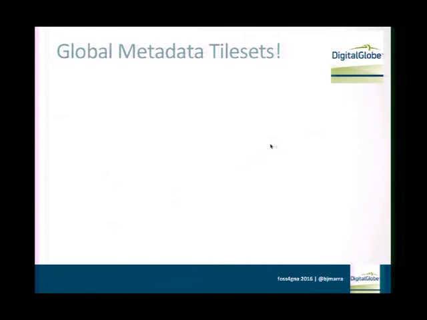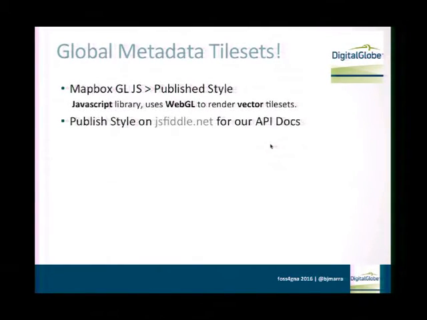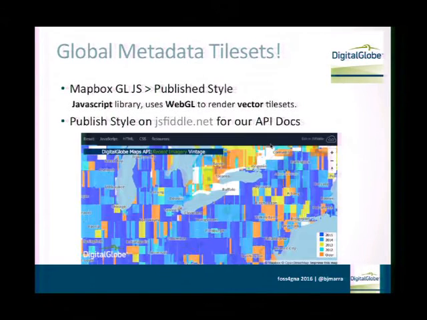And we've got global metadata tile sets. So we use Mapbox GL, the JavaScript version, for publishing our styles. And then we also put our maps up on JS Fiddle for our API documentation, so people can actually see the code. They can add it to their own application. That's the whole point of Maps API, is that it's application agnostic, and we want to put everything out there so you can just grab it, move it, add it to your application, and move on.